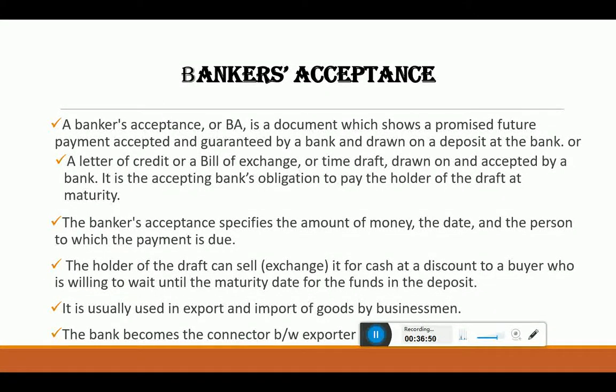And on behalf of these two people who are doing business, for example, say exporter and importer, bankers deal in between. They come as a middleman and they give assurance to their customers. For example, the exporter's bank gives assurance to the exporter that he will be paid, and the importer's bank gives assurance to make payment on behalf of the importer. So there is an agreement between these two banks that's called banker's acceptance, which is accepted by both the exporter and the importer.